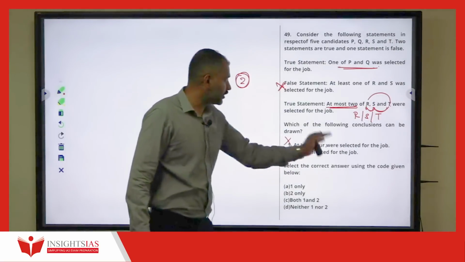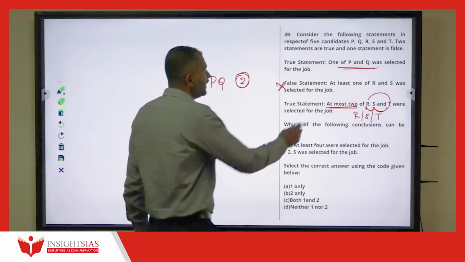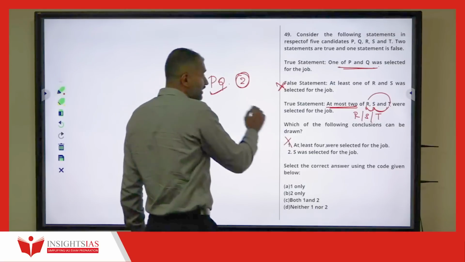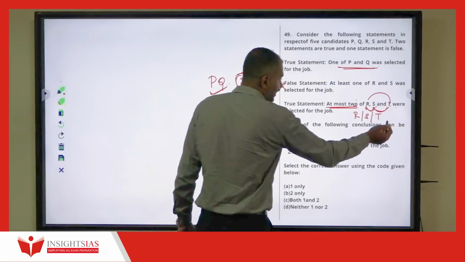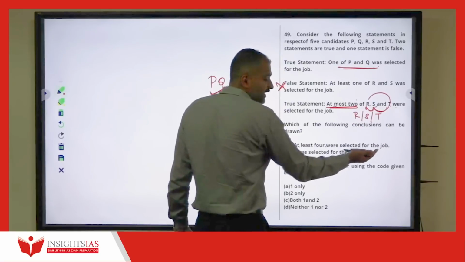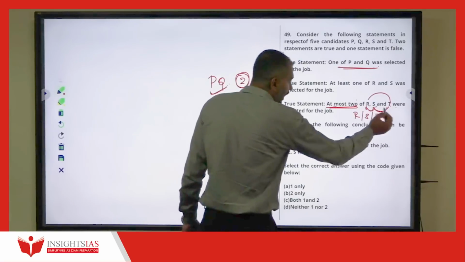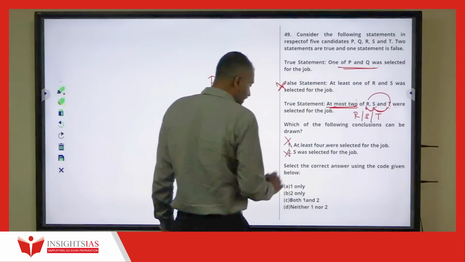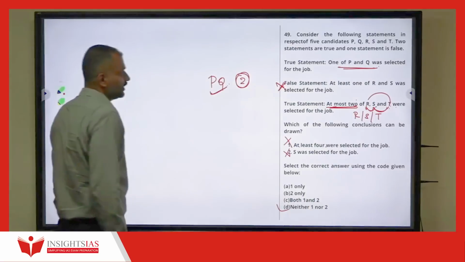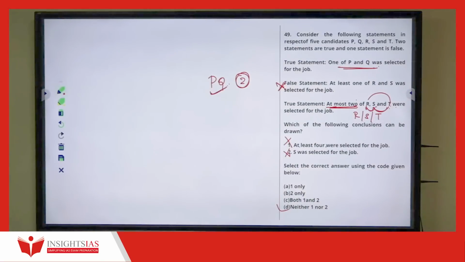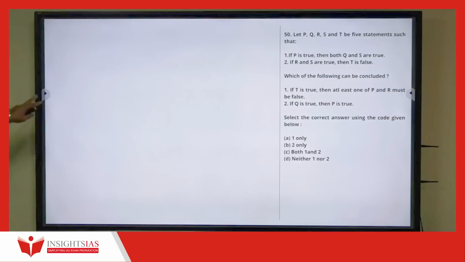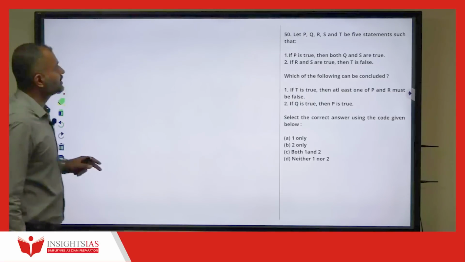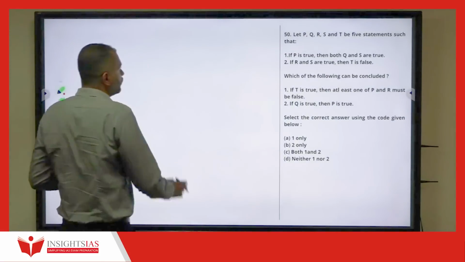S was selected for the job. See, yes, P and Q got selected anyway here. Here there is a possibility that S will get selected because at most 2 means 1 also gets selected, 2 also, in that 2, R and S might be selected. Okay, so S, hence neither 1 nor 2. Yes, not getting selected here. Okay, that's not a sure conclusion. Now, P, Q, R, S, T, 5 statements such that P is true.